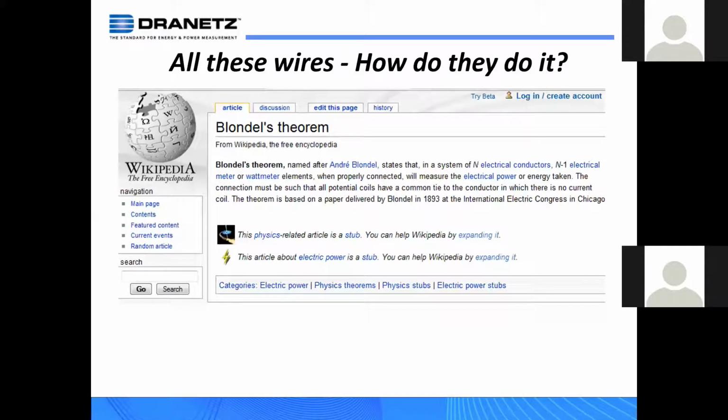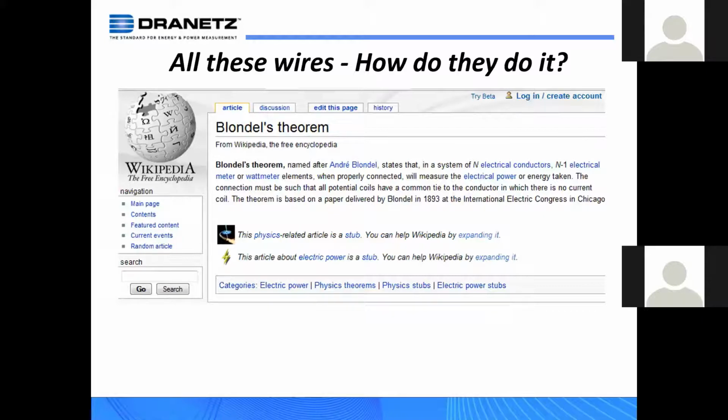So first we're going to start with something called Blondel's theorem, and it's one of the basic rules of thumb in our industry, and it was a long time ago where Andre Blondel, and you could read down at the bottom, back in 1893, it's quite some time ago, certainly before our smartphones here, he came up with a rule of thumb or a theorem that says if you want to monitor N electrical conductors for power quality, which was not a concern back in the 1800s, or in fact most of the 1900s for that matter.